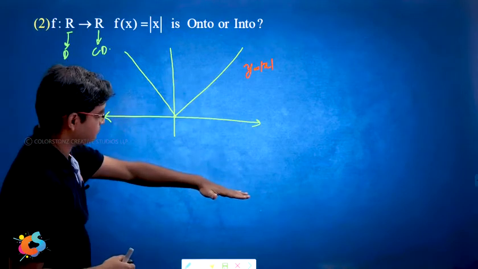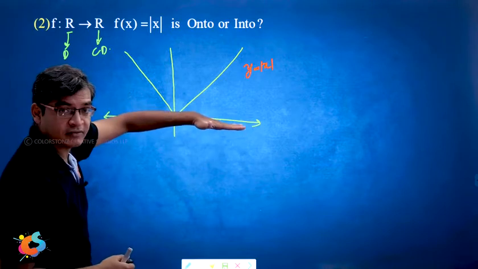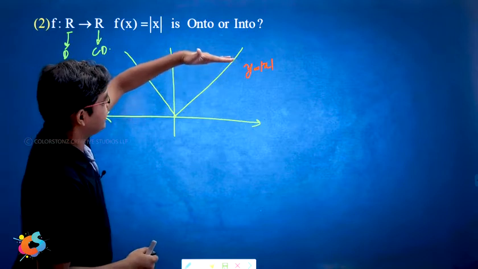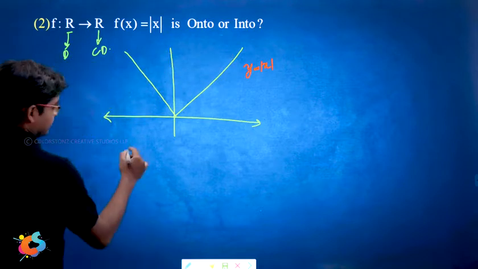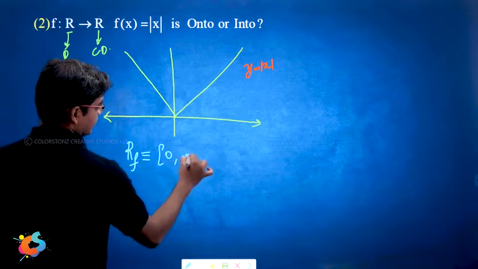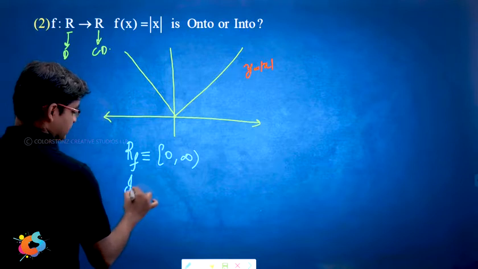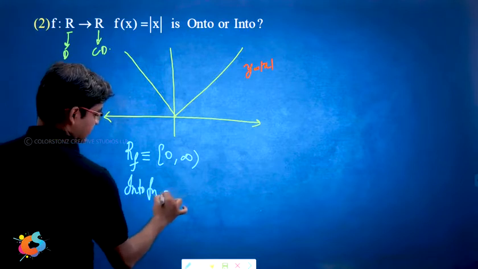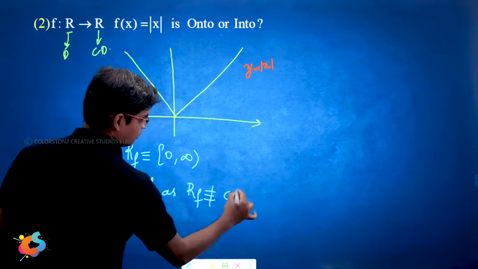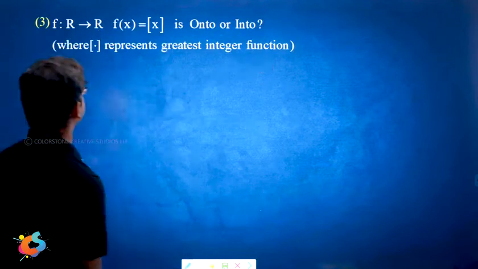Okay, let us start. So, this y value is never taken. This y value is never taken. The first y value that will be taken is 0. And all the other y values will be taken. Right? So, therefore, the range of the function is from 0 to infinity, which is certainly not equal to codomain. So therefore, this is into function, as range of the function is not equal to codomain. Okay, let us take the next question.